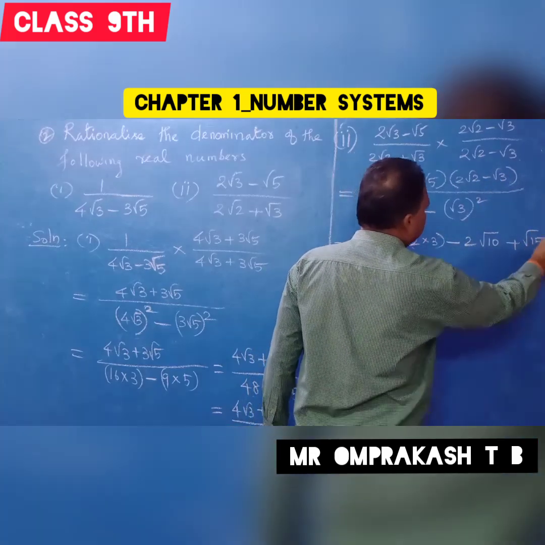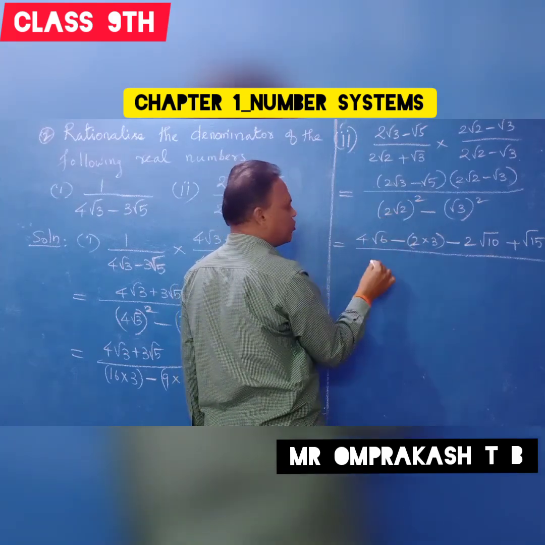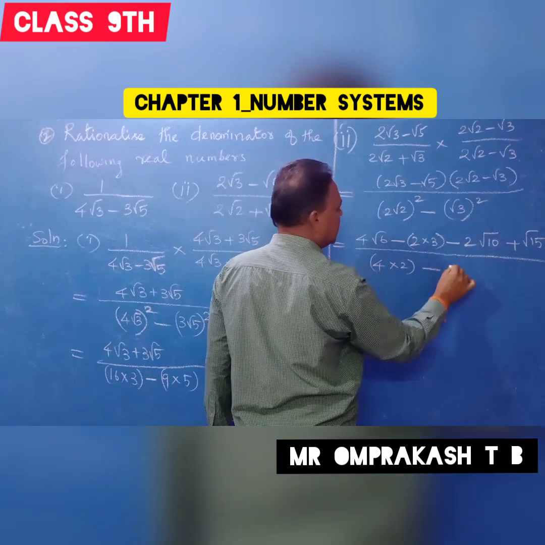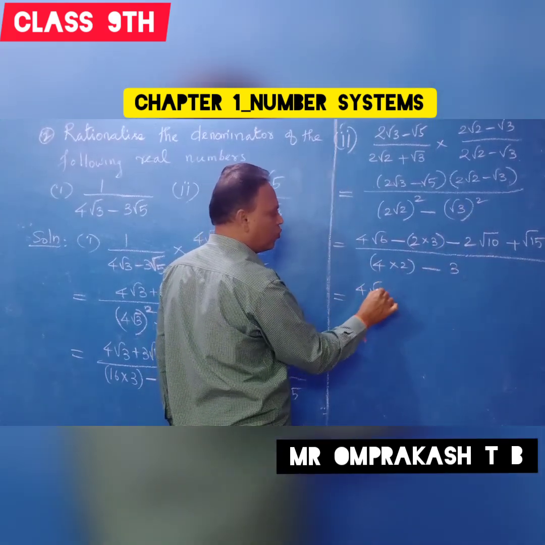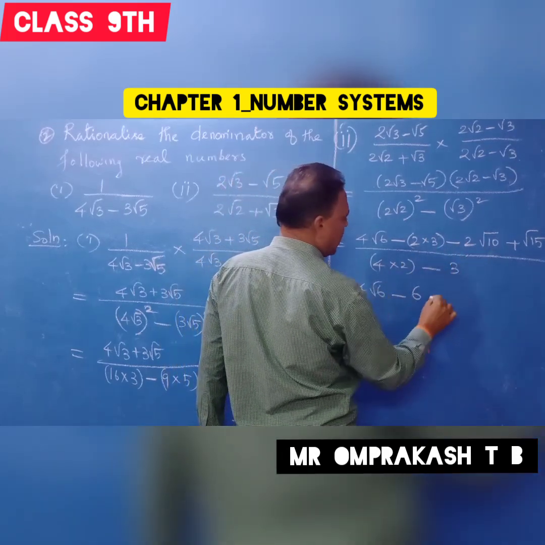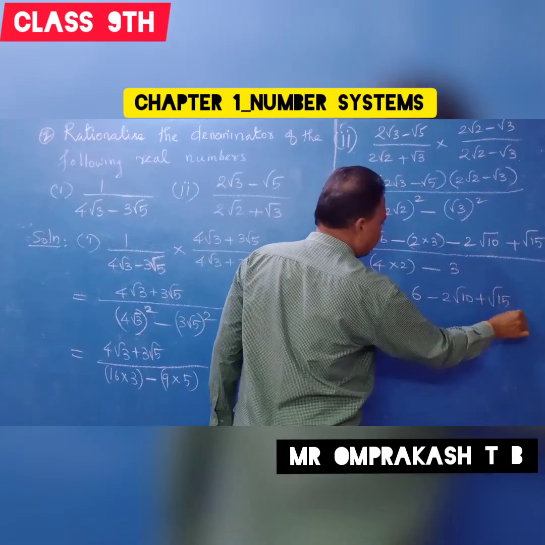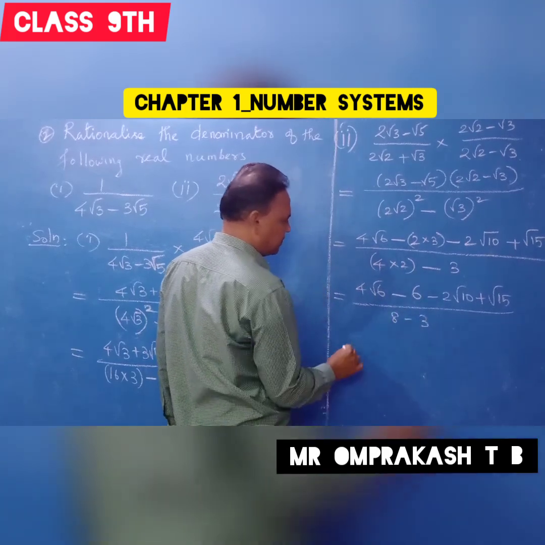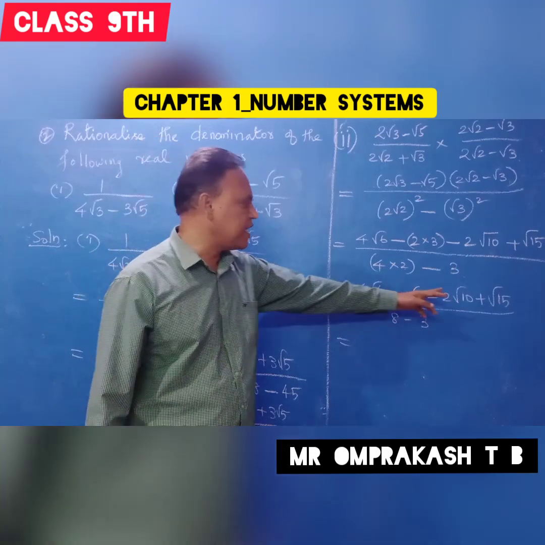Root 15, divided by, here both numbers are squared. That means 4 into 2 minus here 3. Okay. So again further simplify. 4 root 6 minus this will be 6. Here minus 2 root 10 plus root 15 by here 8 minus 3. 8 minus 3. See, in the numerator is there any like term?